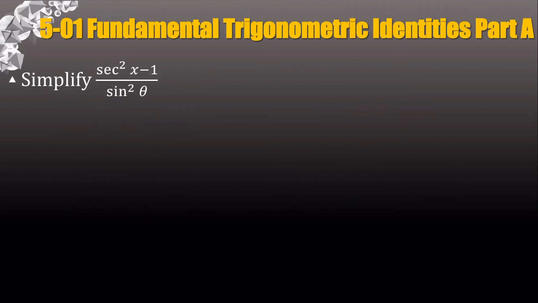Let's try something else. Simplify. All right. Well, we know we had this identity: tangent squared of u plus 1 equals secant squared u. So that means where the secant squared is, I can put tangent. And there's a mistake here. Instead of theta, let's use x. So that part, the secant squared, is tangent squared plus 1.